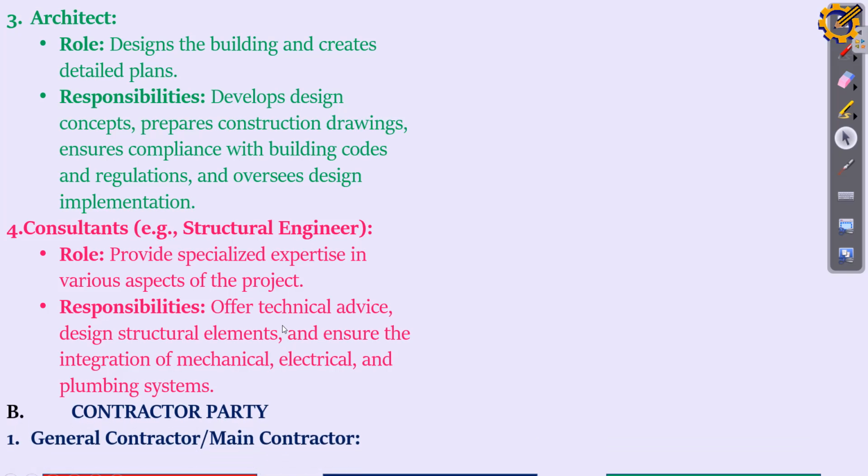Then we come to the second party. All those parties I mentioned earlier, the client, the project supervisor or manager, architect, consultants, are all under the client's party. The second party is the contractor's party. After they have said, this is what we want to do, they have the drawing, the approval, everything, they will then look for a contractor.